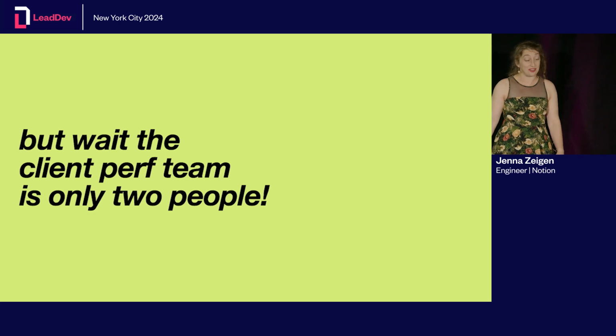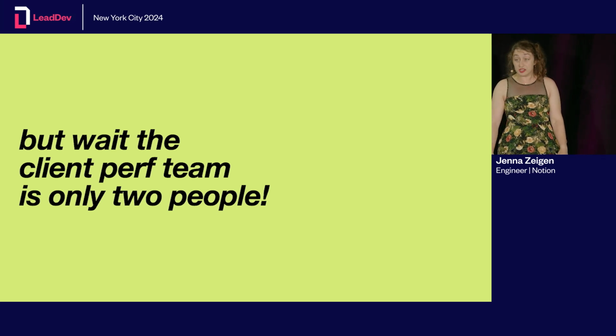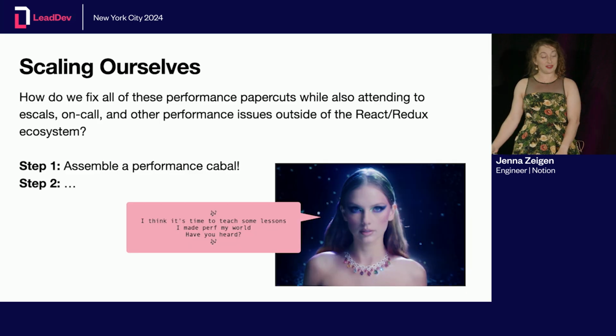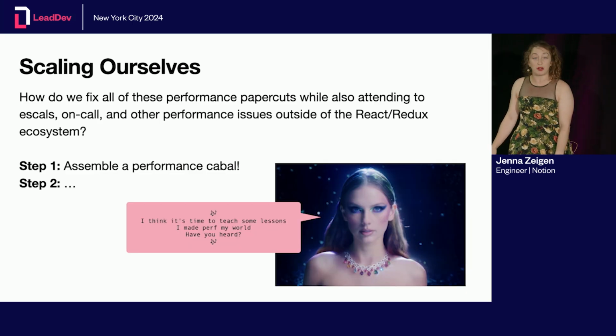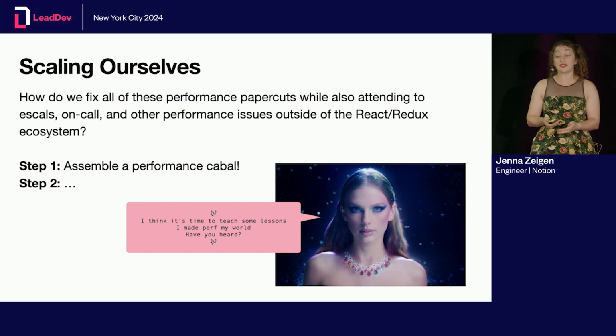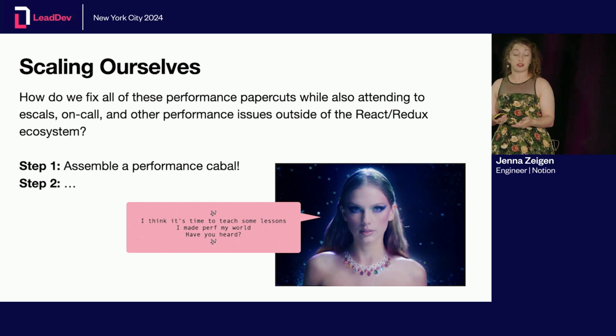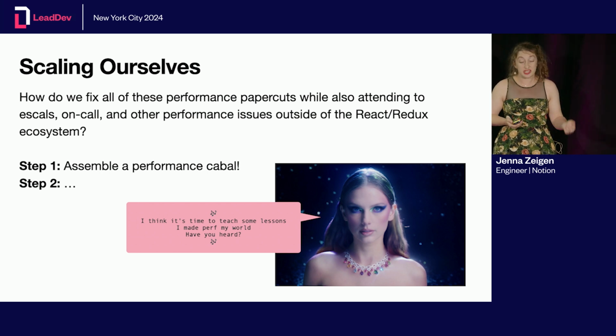Here's a little kicker, though. The client performance infrastructure team was only 2 people. We are both fairly senior, but still 2 people is 2 people. So we needed to figure out how to scale ourselves, which is luckily part of the whole staff plus thing. We were able to quickly assemble a close circle of senior engineers from the closely affiliated client infrastructure pillar. That was the easy part.